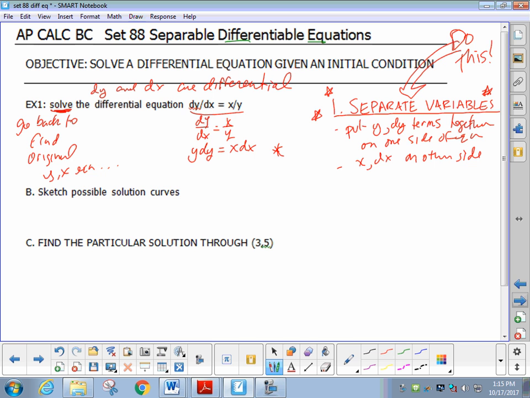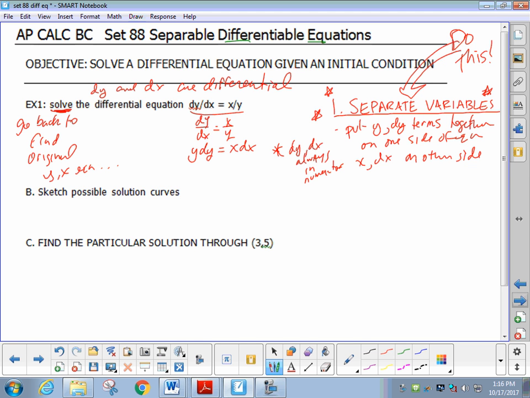Please write yourself a note. dy and dx are always in the numerator. If you get a dy or dx in the denominator, you did something wrong. You best fix it. Okay? y dy over to x dx.